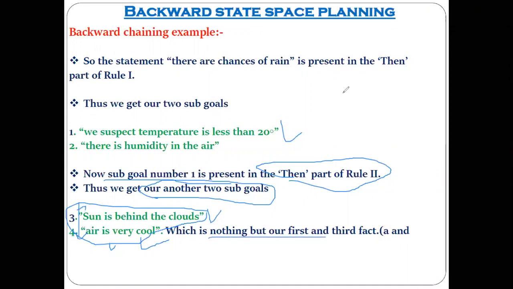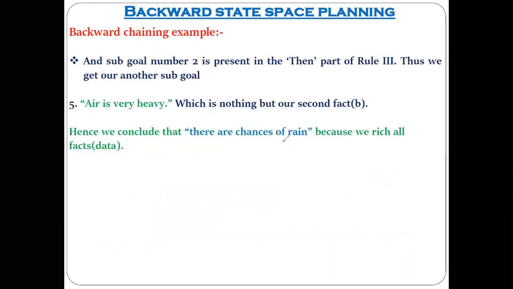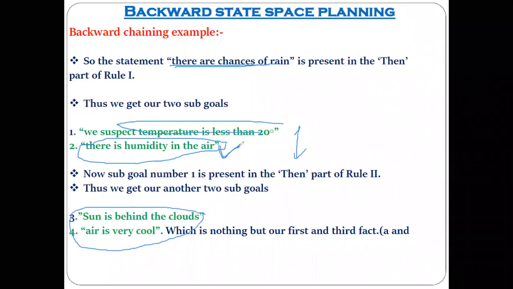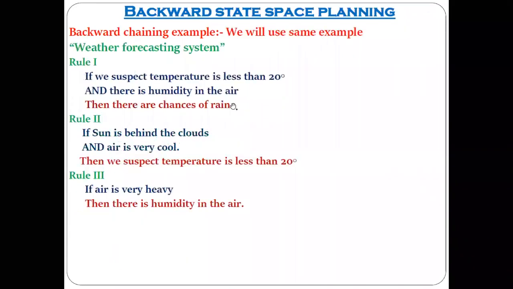Now let's see next, sub-goal number two. We have to check in which then part of our knowledge base this is matching. From this one goal, we have got these two sub-goals, and from the first sub-goal, we have got these two facts. Now one sub-goal is still available: there is a humidity in the air. You have to check in the then part where it is matching.